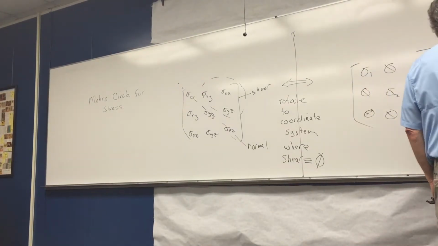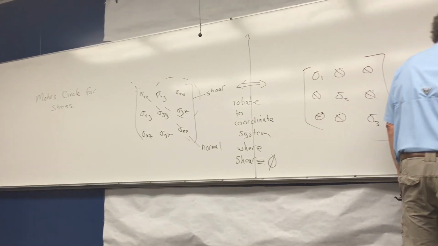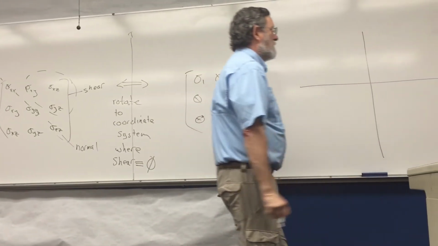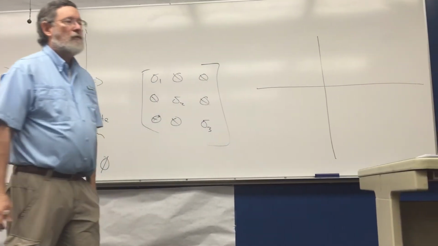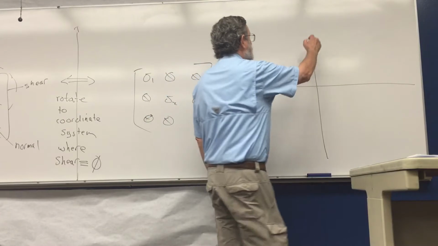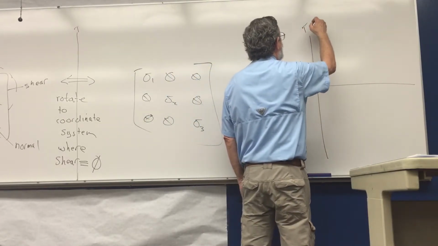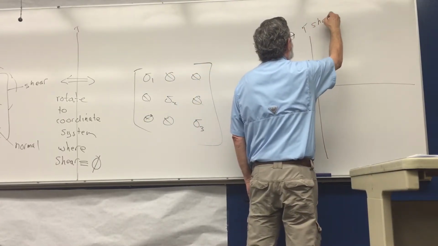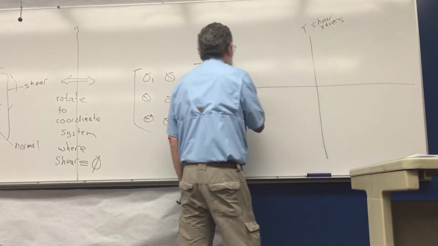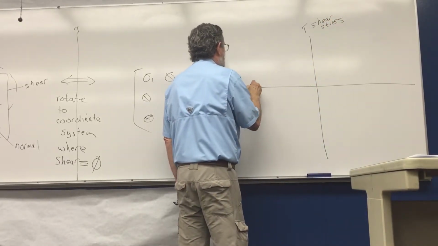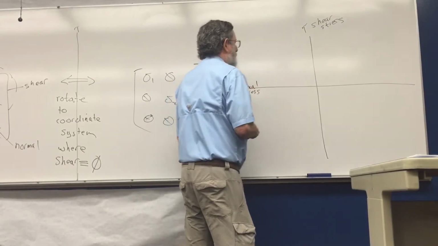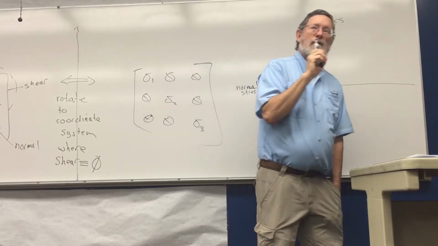But what Mohr circle for stress does is it puts us into a very, very simple graphical form where we have shear stress here, which I'm going to call tau. This is shear stress. This is normal stress.